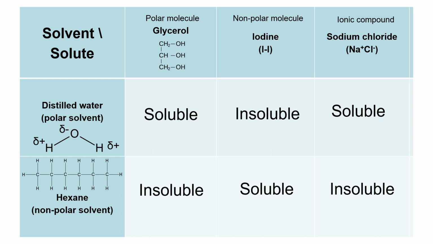So I want you to pause it and come up with a conclusion from this experiment. So what you can see is that polar molecules dissolve in polar solvents. So we can see that polar glycerol dissolves in polar water, but not non-polar hexane. Non-polar iodine will dissolve in non-polar hexane, but not in polar water. And if we look at sodium chloride, it will dissolve in the polar water, but not the non-polar hexane.